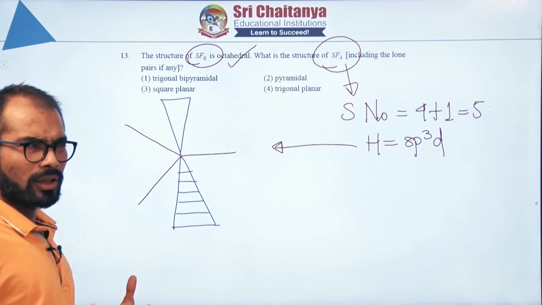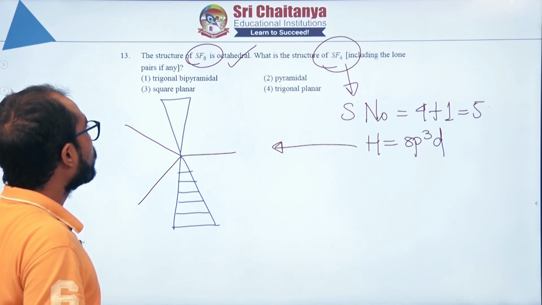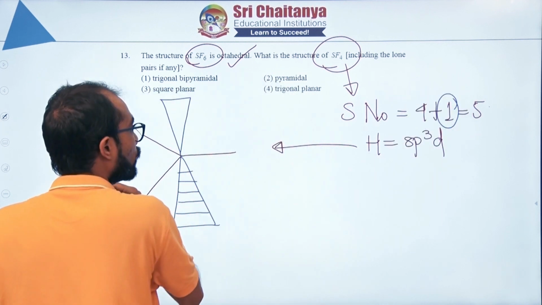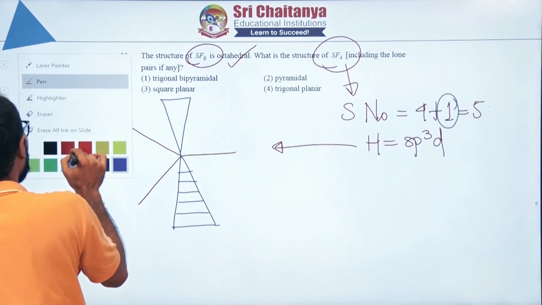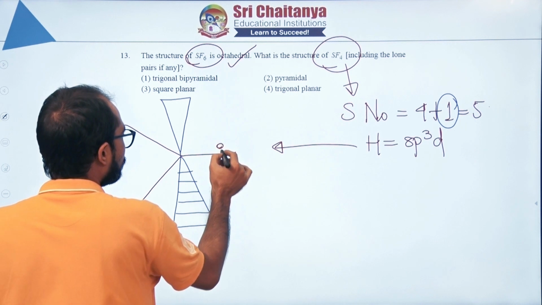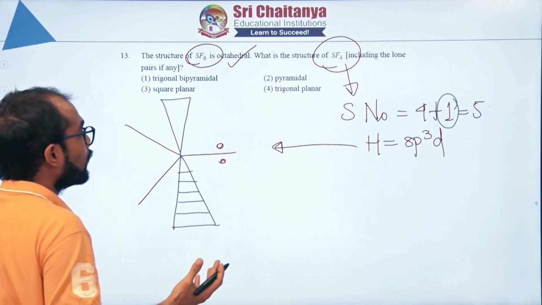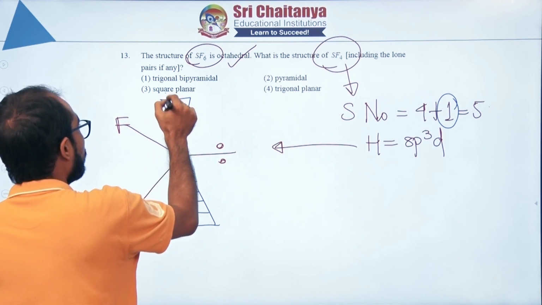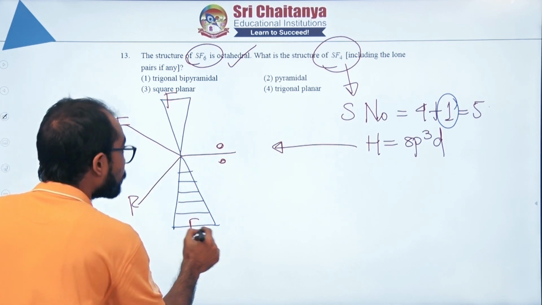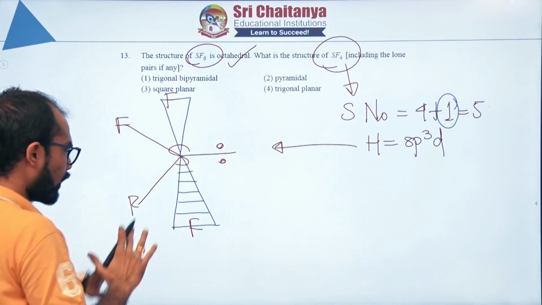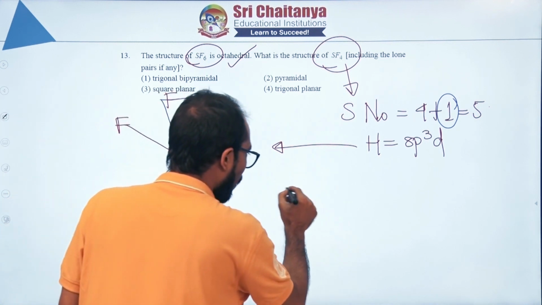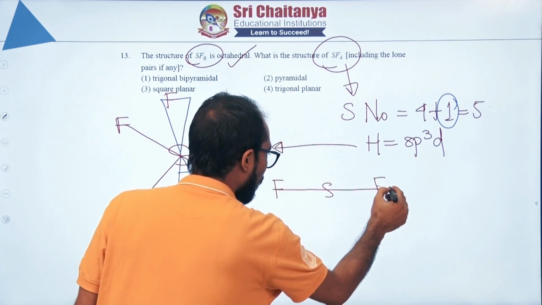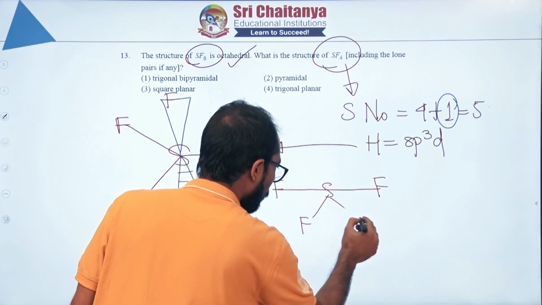So, there is a preference order, who is going to occupy the equatorial position. Now, we will place this lone pair in the equatorial position, and after that we are going to put the remaining fluorines in these positions, keeping the sulfur at the center. Now, when you look at this sidewise, sulfur is in the middle. This is my fluorine and this is my fluorine, and this is also fluorine and this is also fluorine.